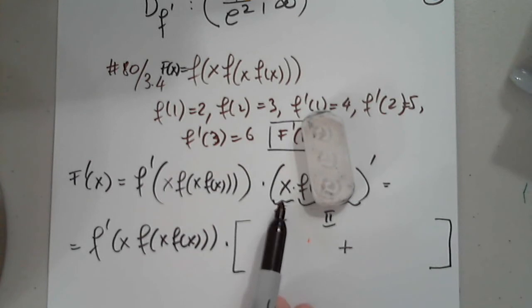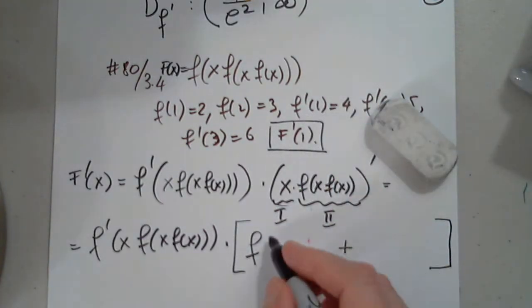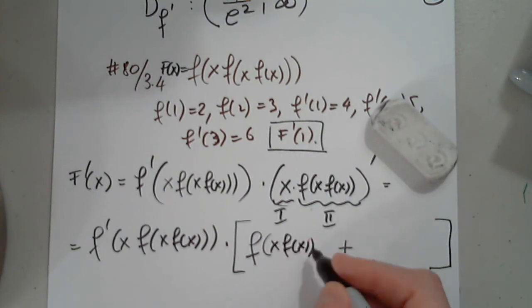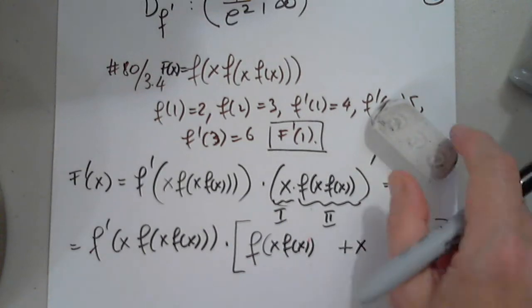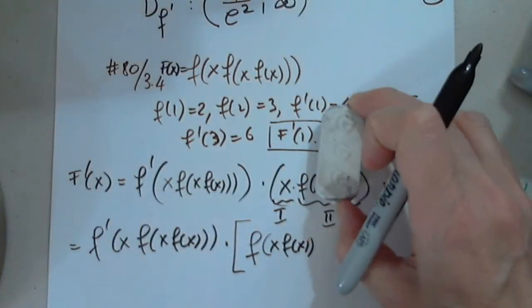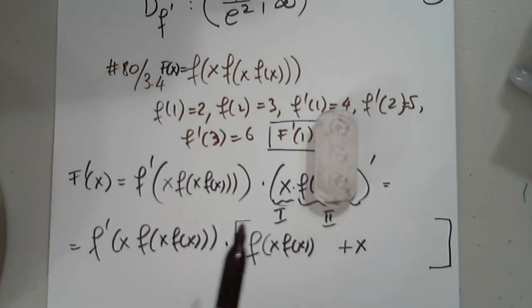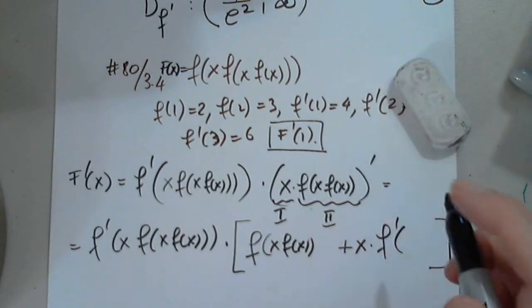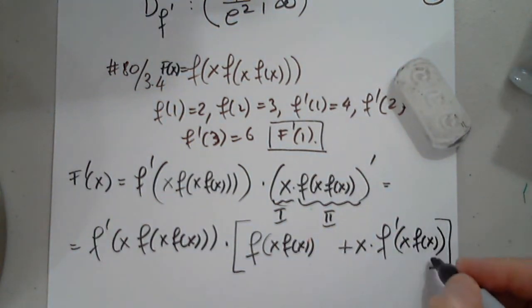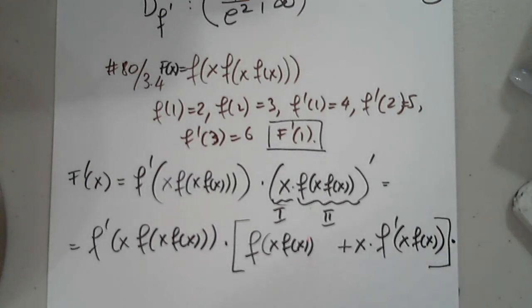So first function prime is 1, so I have to copy f of this, x, f of x. 1, 2, yes, plus x. Now I have to differentiate this. When I differentiate this function, I have to differentiate the outer, and this is x, f of x.